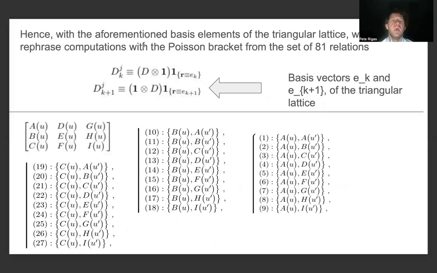And so hence, with the aforementioned basis elements of the triangular lattice, we can rephrase computations with the Poisson bracket from the set of 81 relations. So like we had said, we took two basis vectors of the triangular lattice and we defined the differential operators d sub j of k and d sub j of k plus 1.